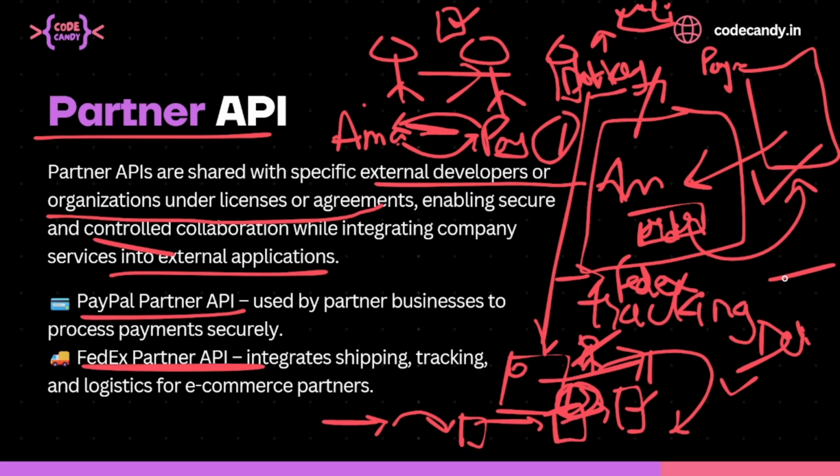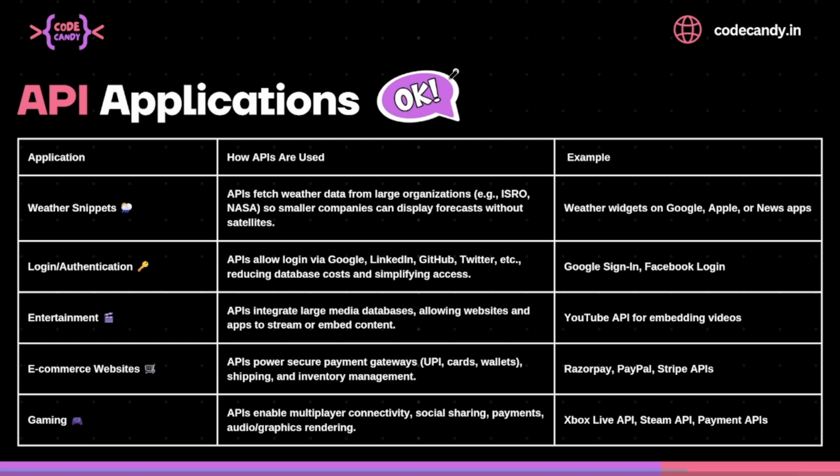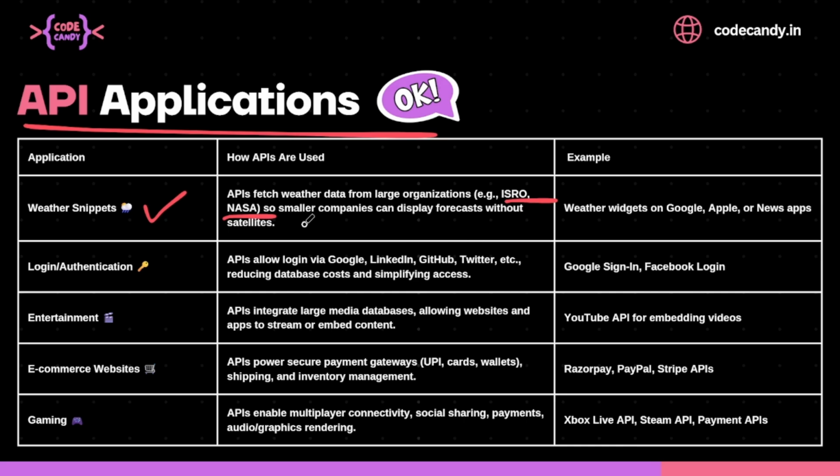Okay, this is about partner API. So far we have learned different types of API. Now we are going to learn about API applications. In the first slide we have learned about weather snippets. To maintain weather, I have mentioned NASA, ISRO, these people will take care of all the satellites. They will give those responses to Google, Apple, news apps. These companies take care of that hassle and provide it in the form of APIs to companies.